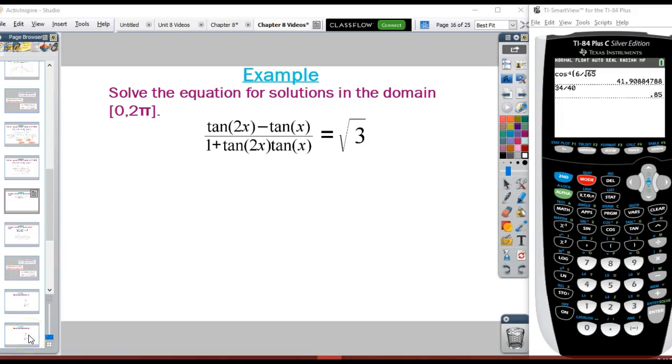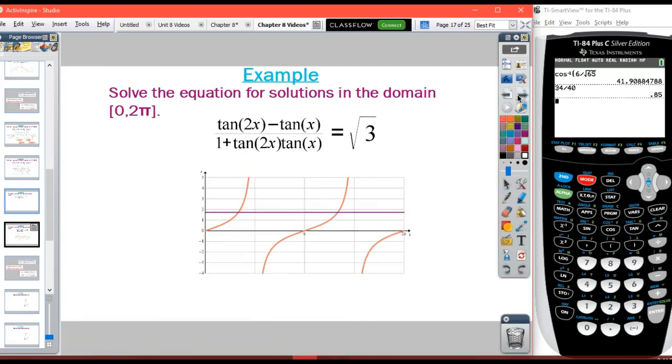In this example, we're trying to solve the following equation. Notice that we are in radians since we're using the variable x, and we're looking for all of the angles between 0 and 2 pi, where this side of the equation would equal the square root of 3. It's always a good idea to look at the graph before you try to find your answers. That way you know how many you need.